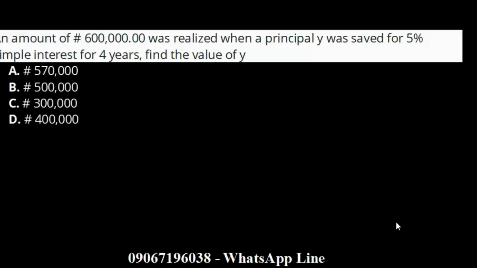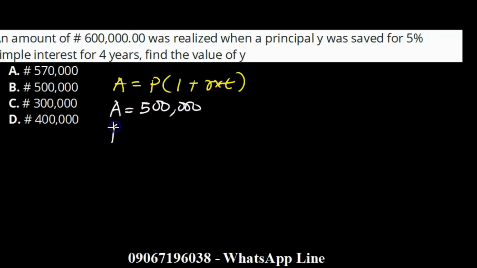And the next question, we're given that an amount of 600,000 was realized when the principal Y was saved at 5% simple interest for 4 years. We're looking for the value of Y. A simple formula that you need to note to solve this question is: amount is equal to principal times bracket 1 plus the rate times the duration. Now we are given here that amount is equal to 500,000.